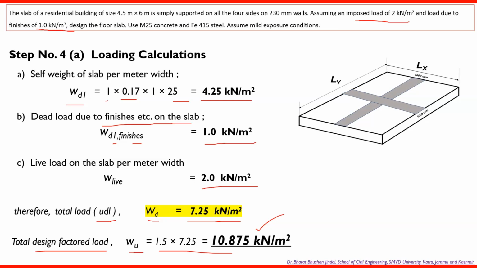Now here you can see this diagram. In this diagram, this is the longer span of the slab and Lx is the shorter span of the slab. That means this will be 4.5 and this will be 6 meter. Since it is a two-way slab, we have to take two strips into consideration while designing. One will be parallel to the shorter span and the other will be parallel to the longer span, having equal width, that is 1 meter for each strip.